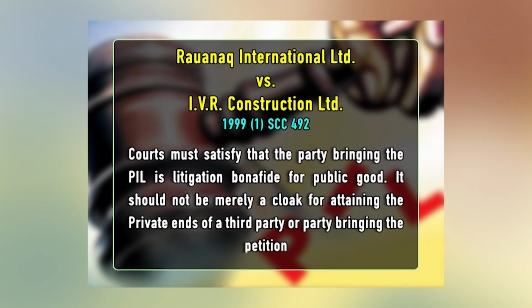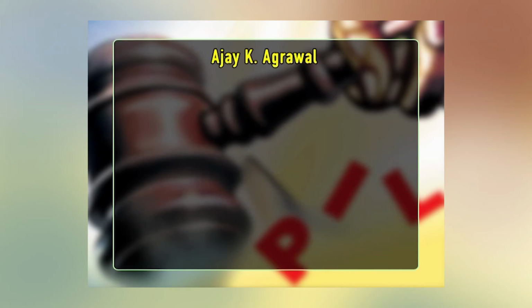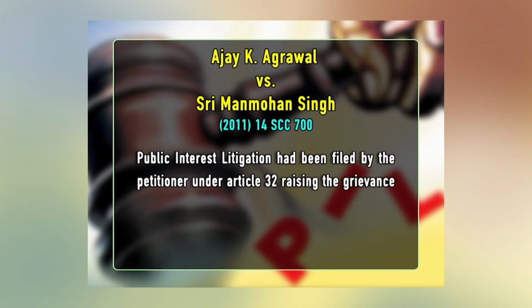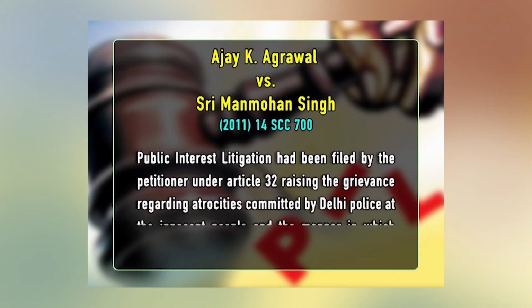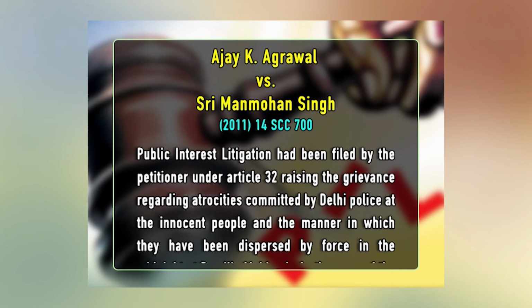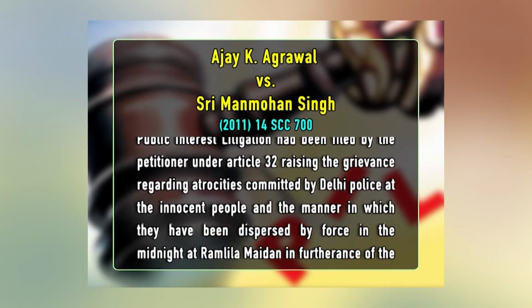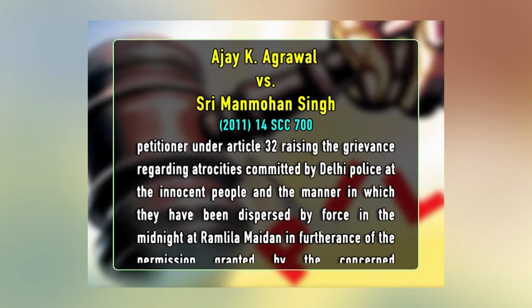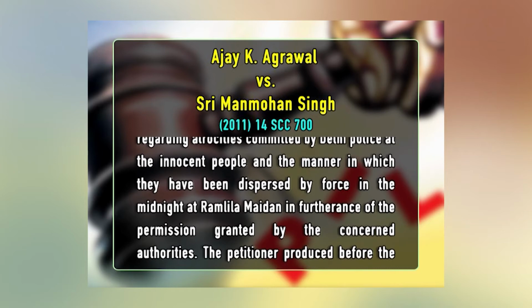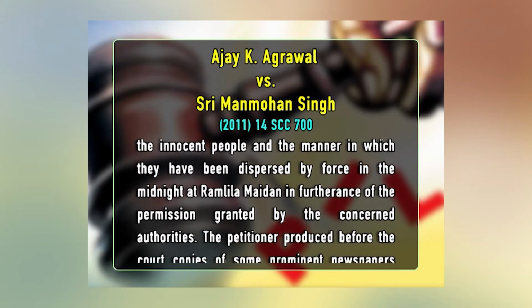It should not be merely a cloak for attaining the private ends of a third party or party bringing the petition. In the case of Ajay K. Agarwal versus Shri Manmohan Singh, a public interest litigation had been filed by the petitioner under Article 32, raising the grievance regarding atrocities committed by Delhi police on innocent people and the manner in which they were dispersed by force in the midnight at Ram Leela Maidan, in furtherance of the permission granted by the concerned authorities.